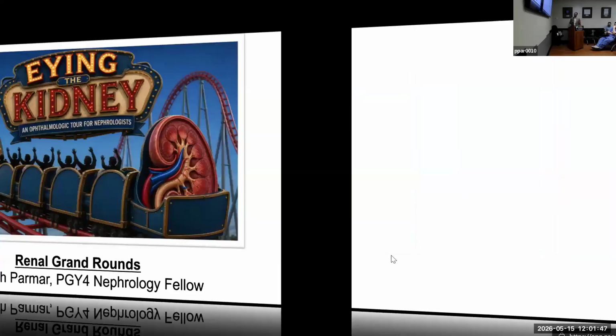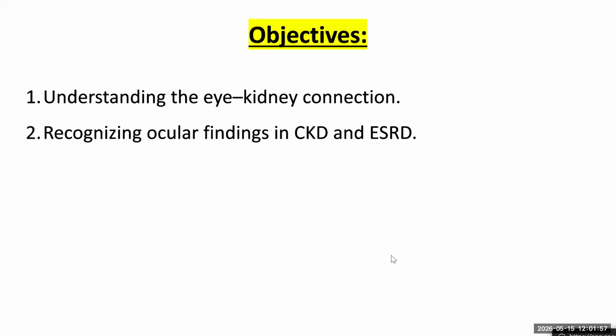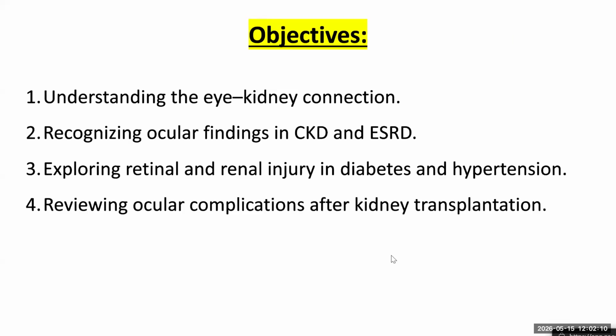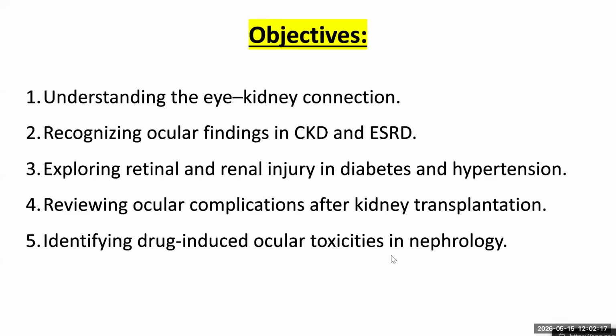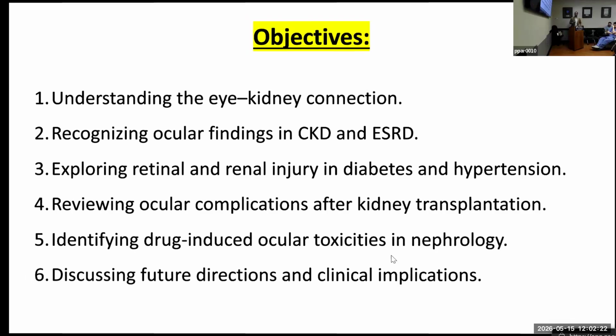So let's start. The objectives for today's discussion: we will understand the basic connection between the eye and kidney, recognize the ocular findings in CKD and ESRD patients, which are the most likely findings, explore the retinal and renal injury in diabetes and hypertension, which we are always concerned about, review the ocular complications after kidney treatment, specifically for transplant nephrology, identify drug-induced ocular toxicities in nephrology, and some future implications.